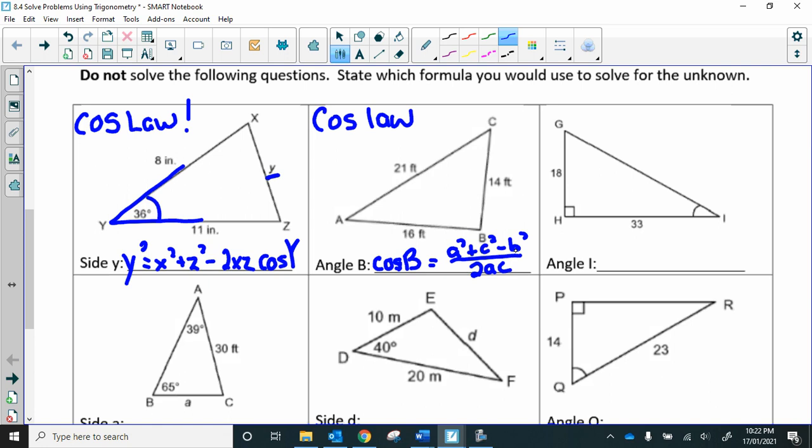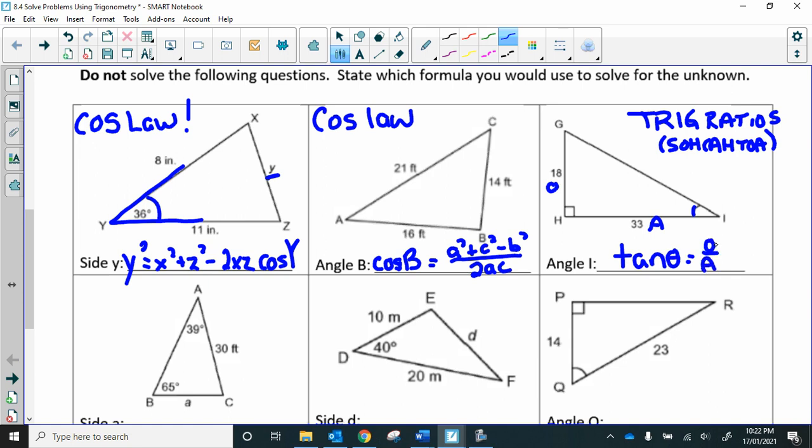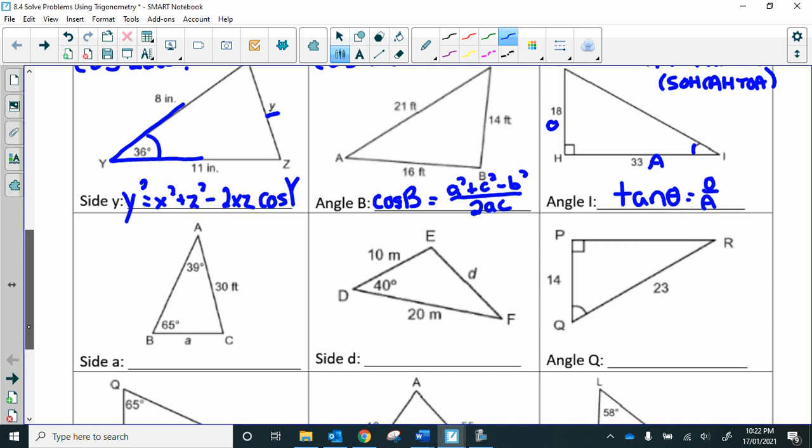And third triangle, I see my right angle, so I know this is going to be trig ratios, which is Sohcahtoa. So if I'm trying to find this angle here, this would be my opposite. This would be my adjacent. So I'm going to be using the tan ratio. O and A is the tan ratio to solve for that angle there.